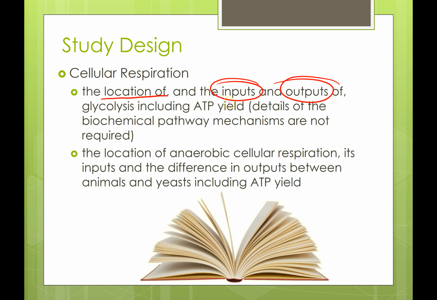Looking at cellular respiration, we want to know about where glycolysis happens and what are the inputs and outputs of glycolysis, including the ATP yield. We don't want to know the details of the biochemical pathway mechanisms. And then we also want to know the location of anaerobic cellular respiration, its inputs, and the difference in outputs between animals and yeasts, including ATP yield.